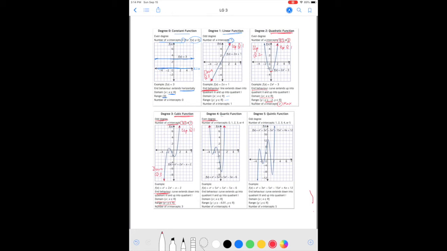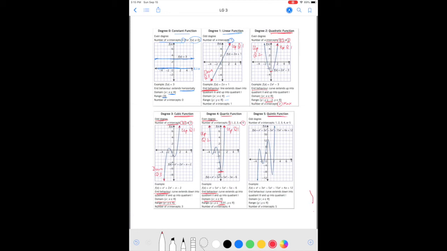So the quartic function, you can have 0, 1, 2, 3, or 4 x-intercepts. The end behavior, you can say it's up, quad 1, up, quad 2. Domain is x ∈ R, all real numbers. And now you have to find that low spot right there. In this case, it gave us negative 6.91, so it's all numbers greater than that.